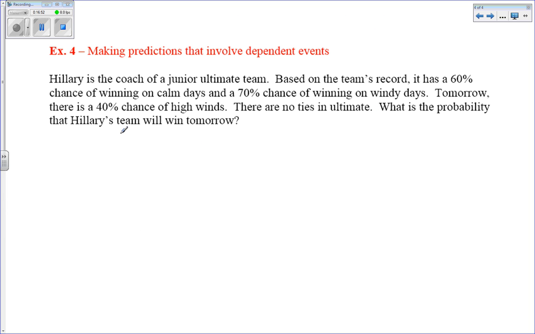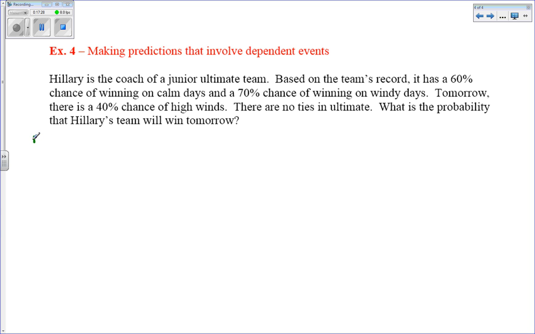Making predictions that involve dependent events. So Hillary is the coach of a junior ultimate team. Based on the team's record, it has a 60% chance of winning on calm days and a 70% chance of winning on windy days. Tomorrow, there's a 40% chance of high winds, and there are no ties in ultimate. So we want to know the probability that Hillary's team will win tomorrow. So we have a bunch of different things we have to look at because it depends on whether or not it's windy, right? And then we also have to look at what the chances are of it being windy. So let's write down some probabilities and do some terminology here.